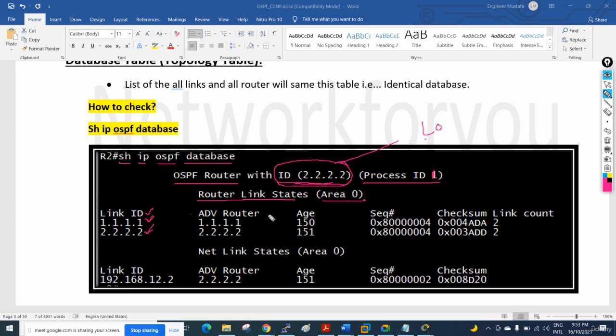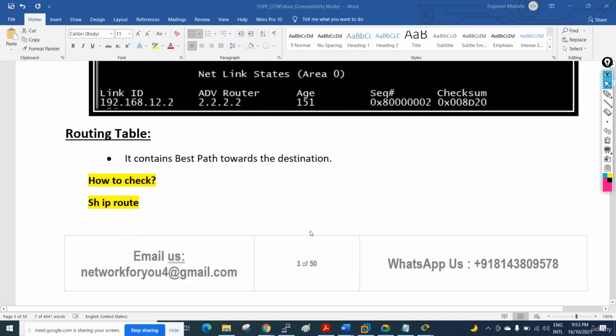And this is the advertised router, whichever router is advertising our network, that router's ID is here. And this is the age, the sequence number, the checksum value, and the link count, how many links it is advertising. It is advertising 2 links. This one is also advertising 2 links. And this is the network link state. This is also area 0, and we have the link ID about our router information, whatever we are advertising. We have the age, the sequence number, and the checksum value. We are going to see all these details in the coming classes.